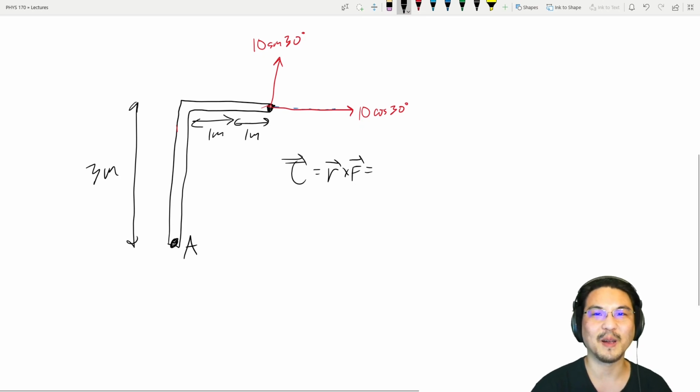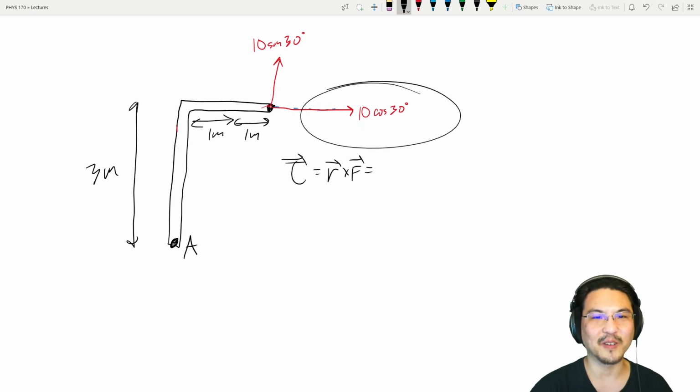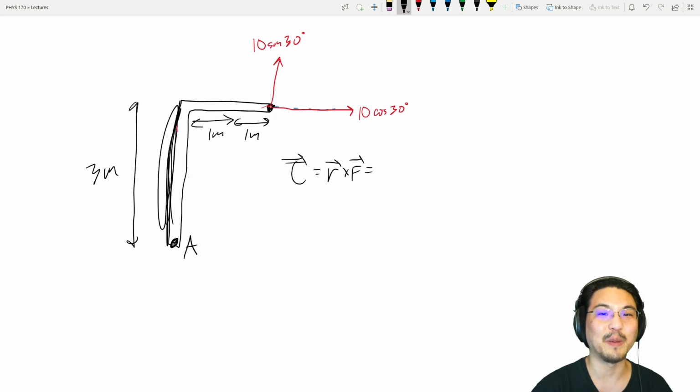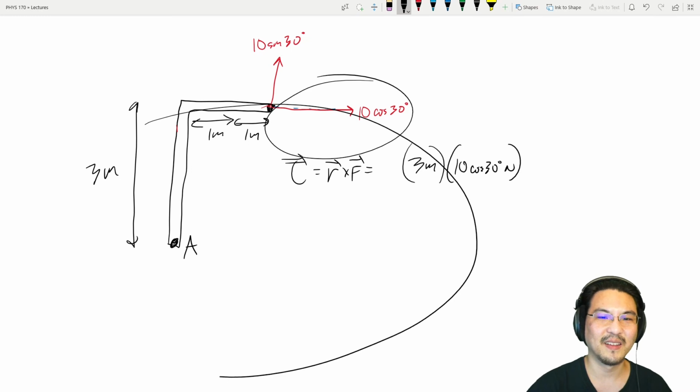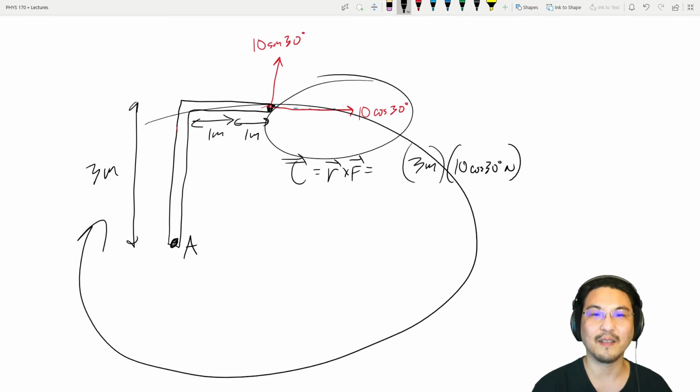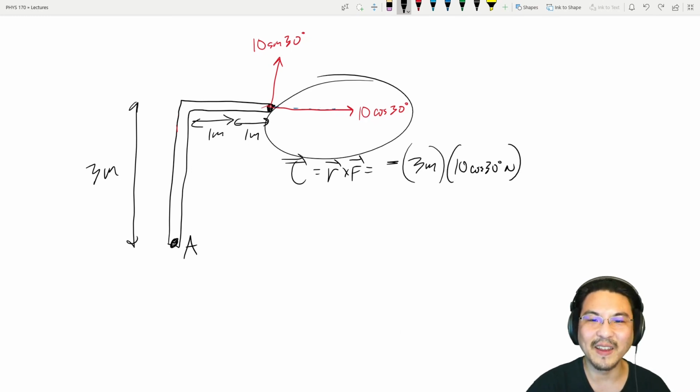What's the torque about point A from this force? The lever arm is right here, 3 meters. Right, so it's 3 meters times 10 cosine 30. And that would be, from this force, clockwise, which is in the negative z direction. So that's why I put the minus sign here.